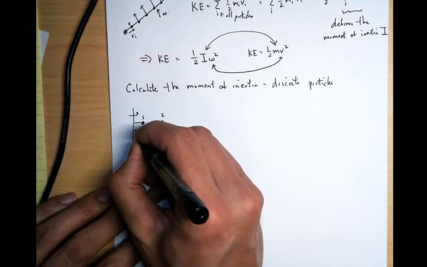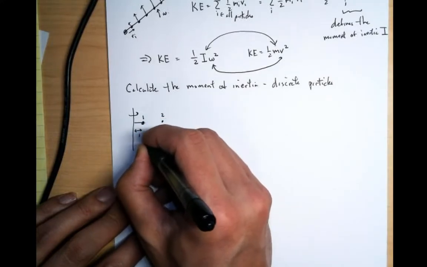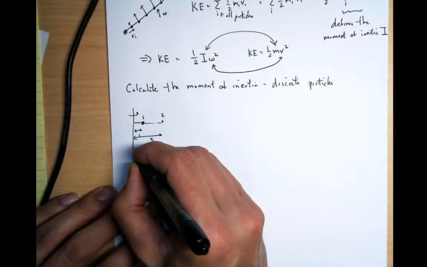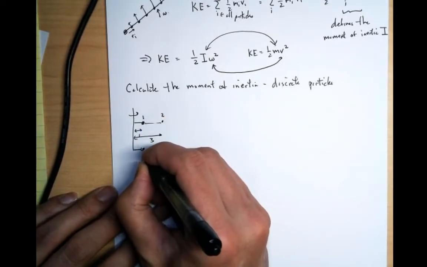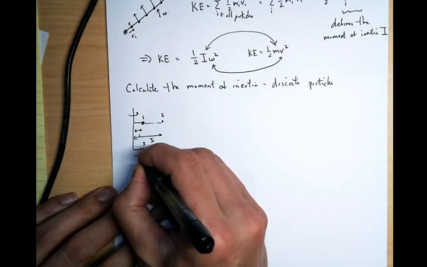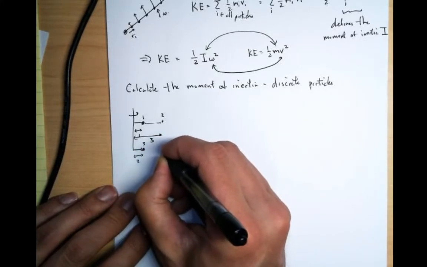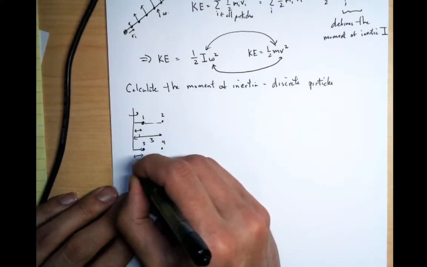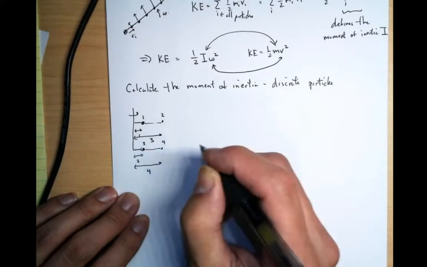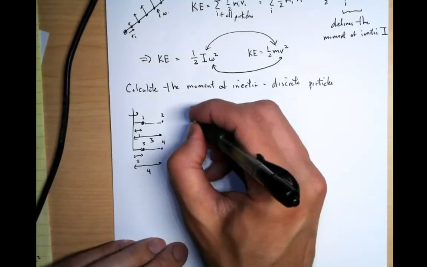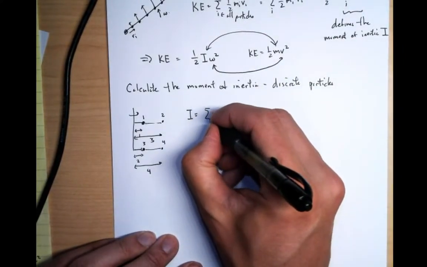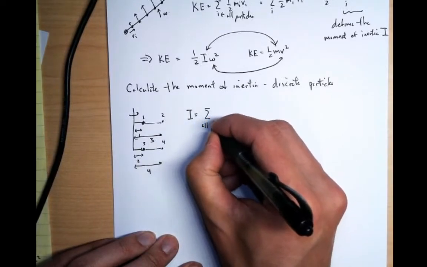This distance will be 1. This distance here will be 3. And I put another mass here, number 3. I'll put this distance to be 2. And then this mass is number 4 here. This distance shall be 4. And it's all spinning around. So I, in this case, is literally the sum over all particles.